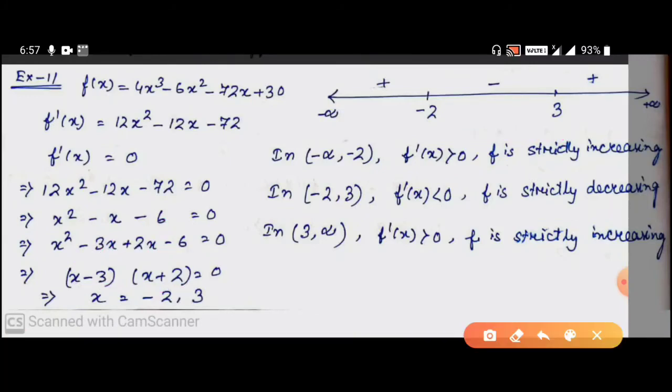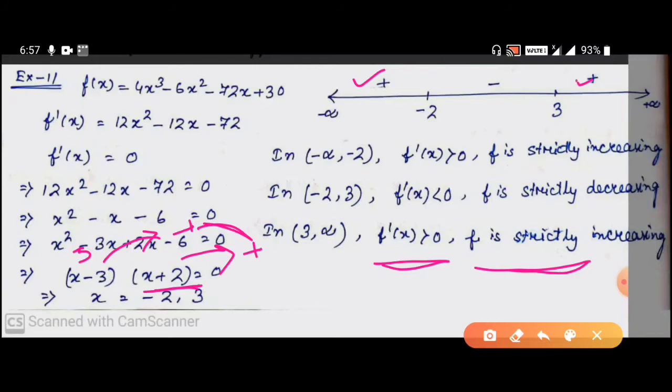Now for the last interval, 3 to infinity, we can choose a number. Suppose we choose 5. If we put 5 here, this part will become positive. If we put 5 here, this part also becomes positive. Positive into positive is positive, so f dash x is greater than 0, f is strictly increasing. So for these two intervals, f is strictly increasing, and for this part f is decreasing.